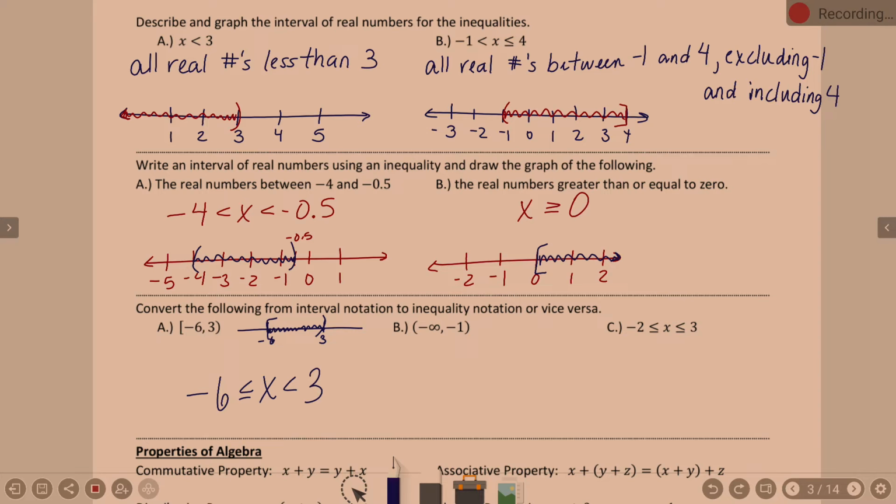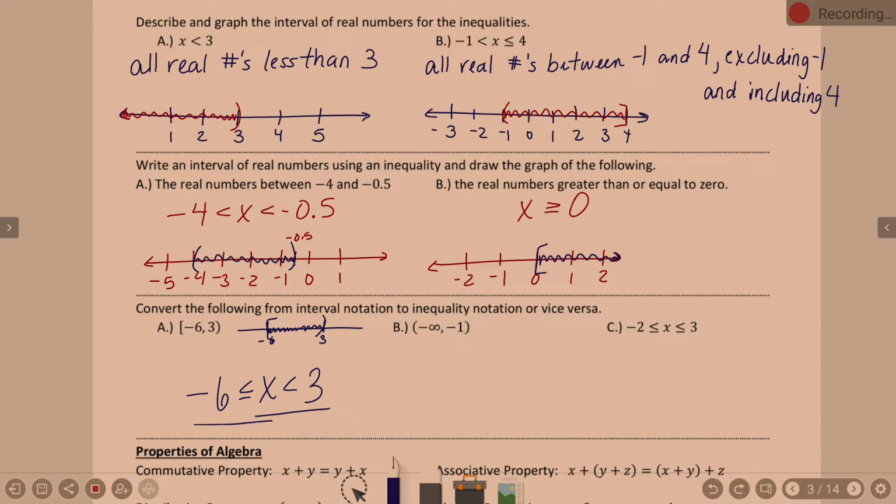Because what are we doing? It's all numbers between -6 and 3. Okay, now if you'd rather break that down, think about it. Does it make sense? If we just look at that part right there, x less than 3, is that what's going on? x less than 3.